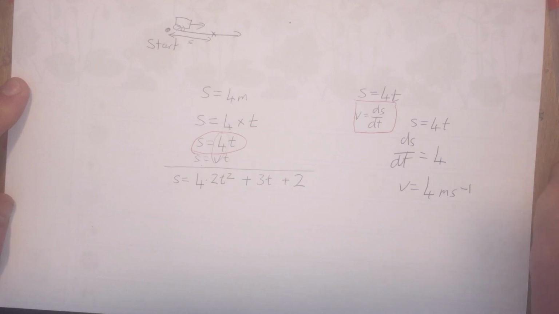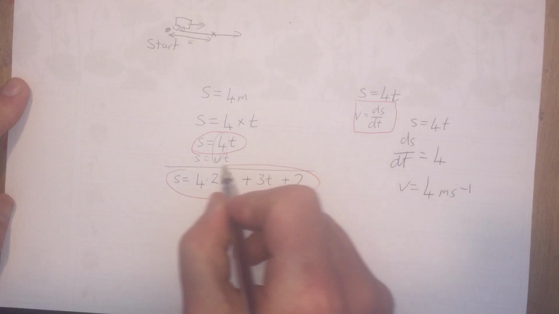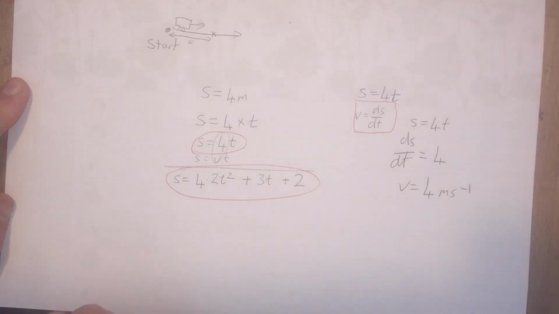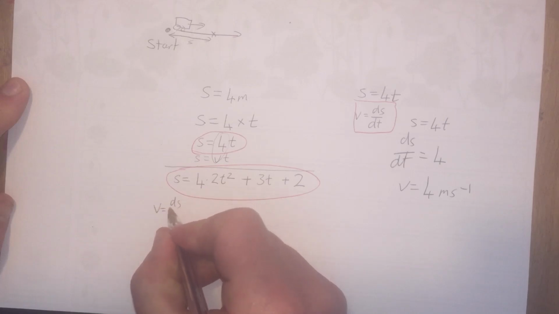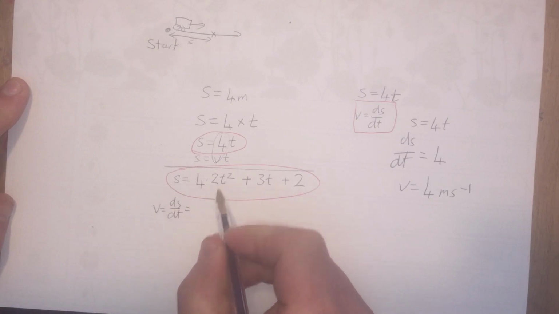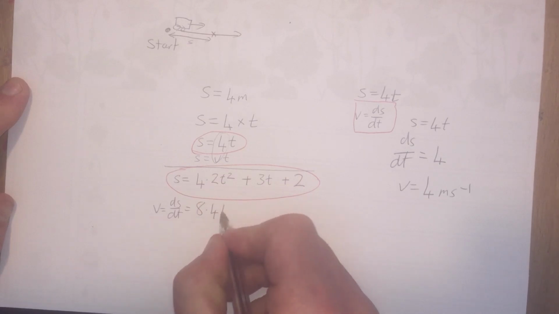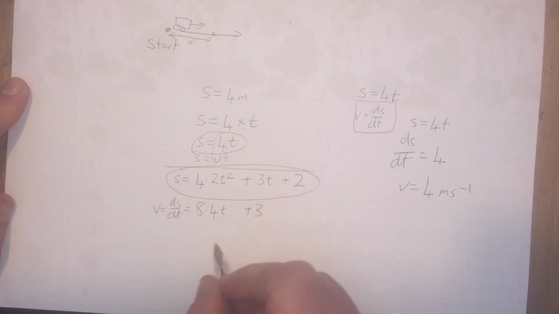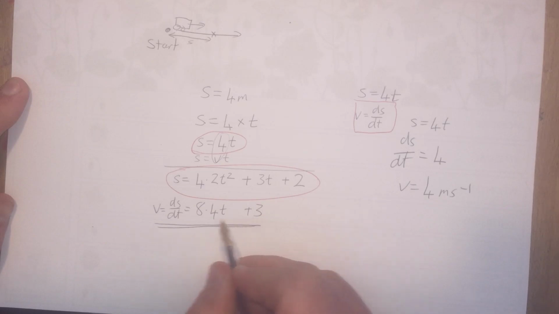The last thing we need to do here is to look at the slightly more complex formula. Let's have a look at this one here. Now we can differentiate this too. In the same way, if v equals ds by dt, then for this formula up here, if we differentiate it, then ds by dt is going to be 2 times 4.2, which is 8.4t plus 3. And that gives us our expression for speed. So this here is basically the expression for speed.